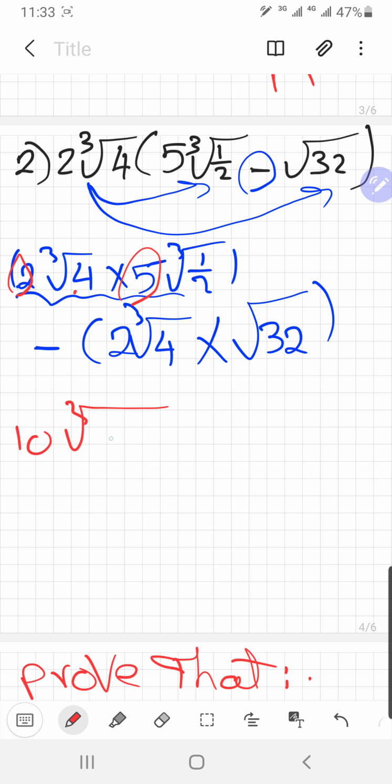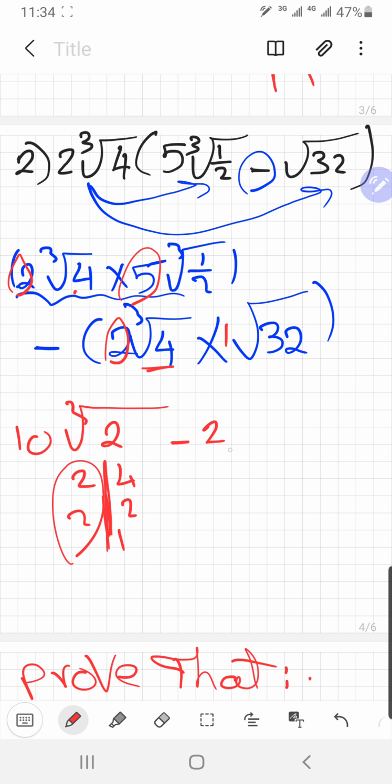4 times half equals 2, minus, what about this one? 2 times 1, of course it's just 2. Okay, here you have cubic root 4, so I factorize this number. 4 divided by 2 equals 2, then 1. This number doesn't repeat 3 times, so I leave it as it is, cubic root 4, times, what about square root 32?